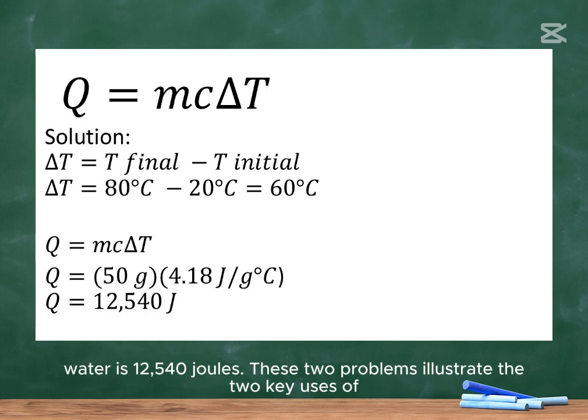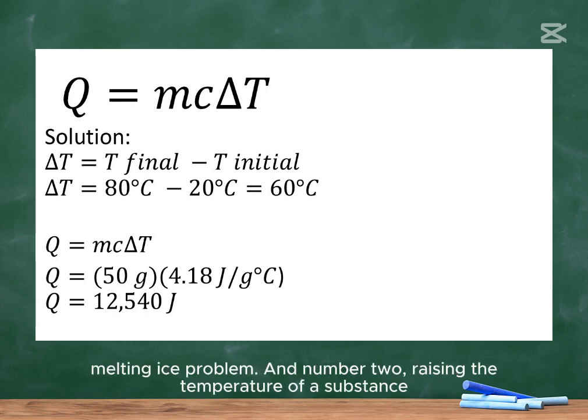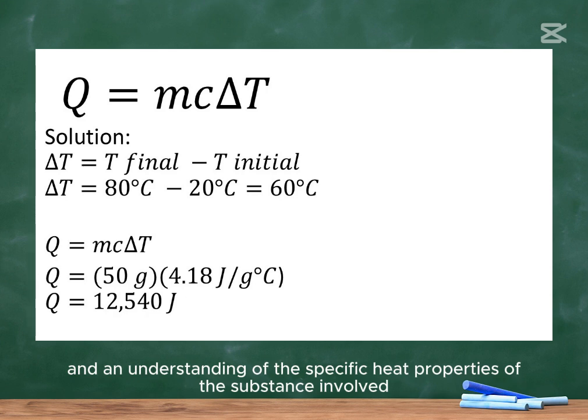These two problems illustrate the two key uses of heat energy. Number one, changing the phase of a substance as we saw in the melting ice problem. And number two, raising the temperature of a substance as in the heating water example. Both require careful application of formulas and an understanding of the specific heat properties of the substance involved.